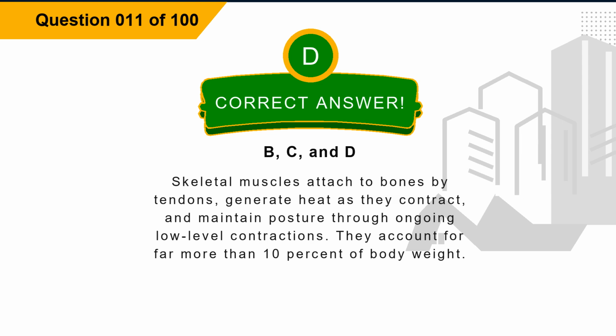Explanation. Skeletal muscles attach to bones by tendons, generate heat as they contract, and maintain posture through ongoing low-level contractions. They account for far more than 10% of body weight.